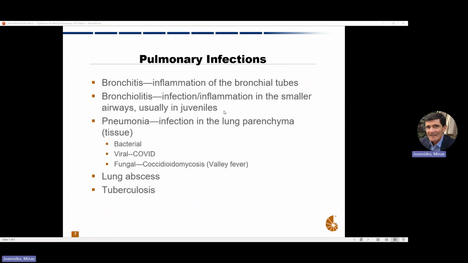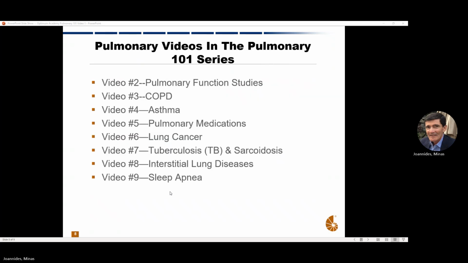Lung abscess is actually a cavity in the lung with infectious material inside the cavity. Those are much harder to treat and require a longer treatment program than a pneumonia. And then things like tuberculosis, which is an infection in the lung tissue with a bacteria, Mycobacterium TB.